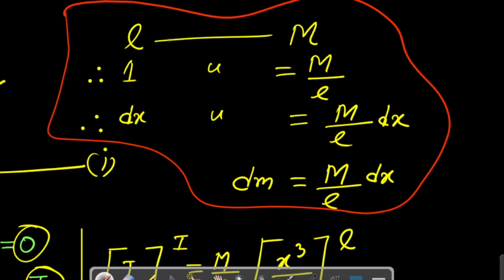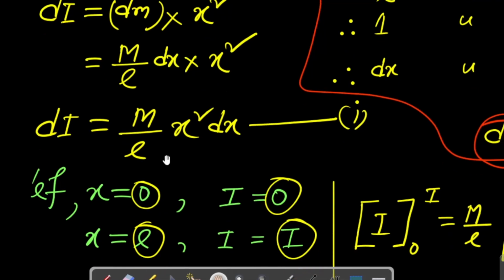Okay. As the total length of the object is L, and the total mass is m, for 1 unit of length the mass will be m divided by L. For a very small length dx, the mass will be m divided by L into dx. And this represents dm, a very small amount of mass. So after putting the value of dm, we get this equation, and if we rearrange it, we get the new equation 1, and this is our final equation.